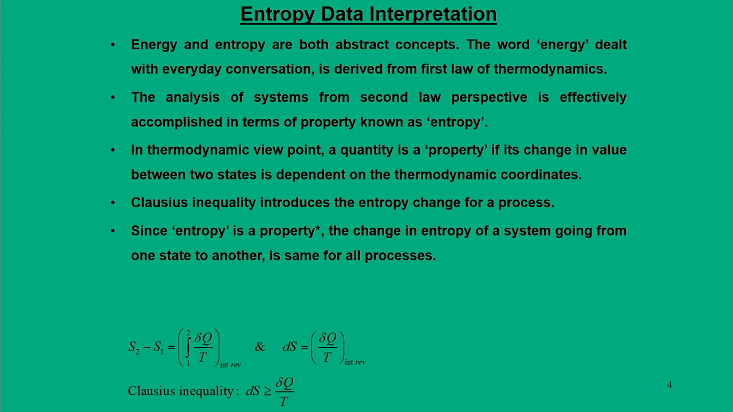So, to start with, the first thing that we are going to discuss is what entropy is. It is a property of systems which was introduced by the second law. Now, once you know the entropy data, how are you going to interpret it? In fact, the word entropy talks about the disorderness of systems. It allows us to know in which direction a system is moving. We know that from the first law energy was introduced, and from the second law entropy was introduced, and both energy and entropy are abstract concepts.